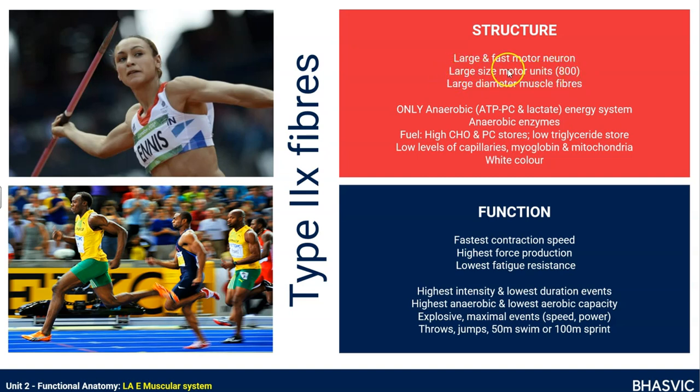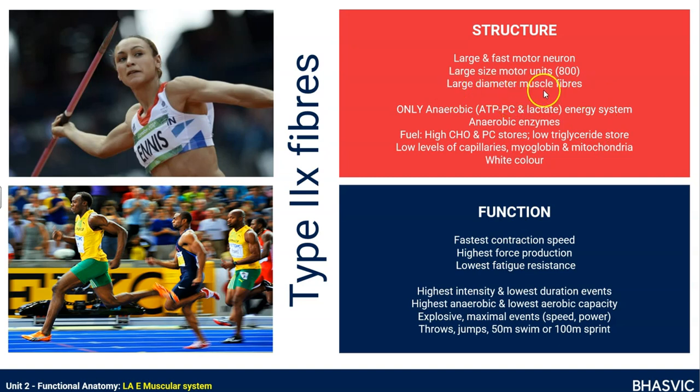So when an impulse does come down that neuron and it innervates those motor units, all of those fibres will contract, which, as you might imagine, generates massive forces. The fibres themselves, the type 2X muscle fibres, are large, thick muscle fibres. If you compare the look of a sprinter who tends to have quite bulky muscles to that of an endurance athlete who tends to be more slender, they do have muscles, but they're not as big and bulky.